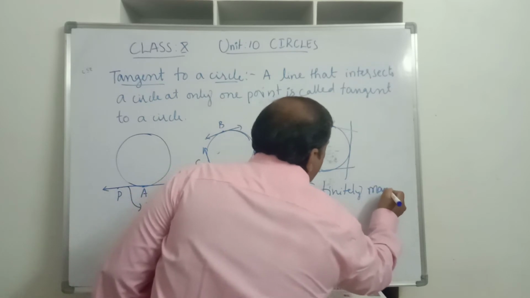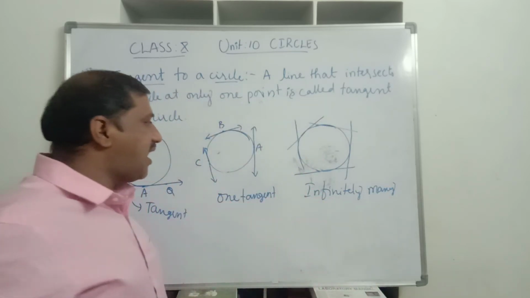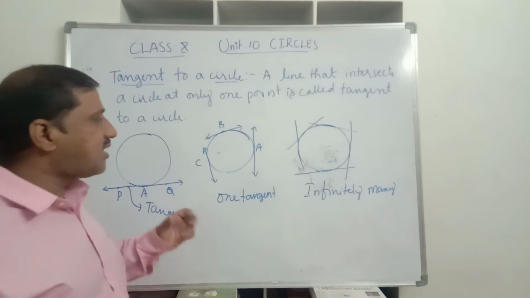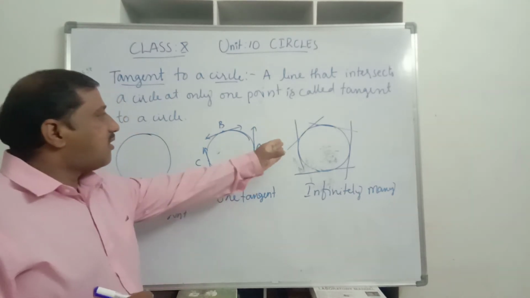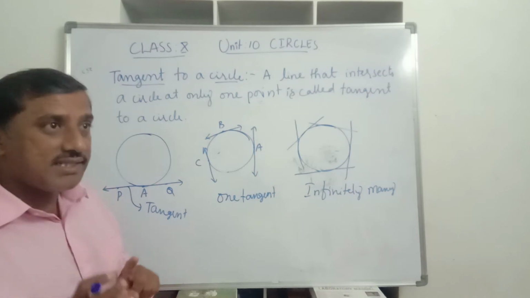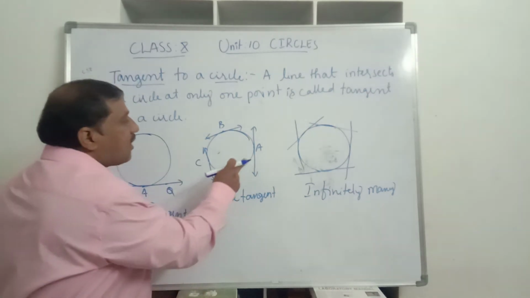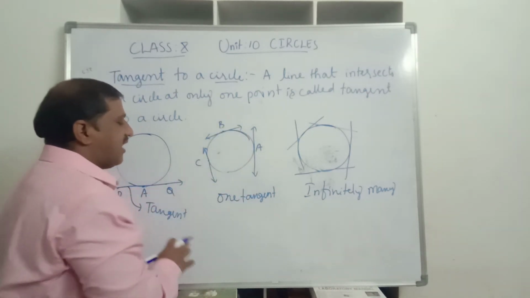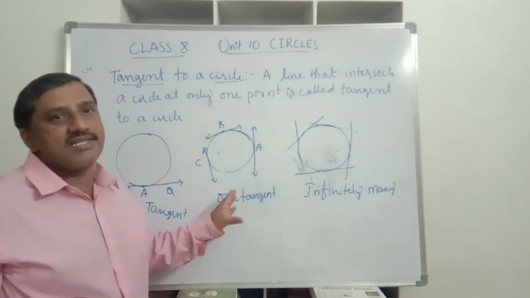Infinitely many tangents we can draw to this circle. But at one point we can draw only one tangent. Only one tangent we can draw.